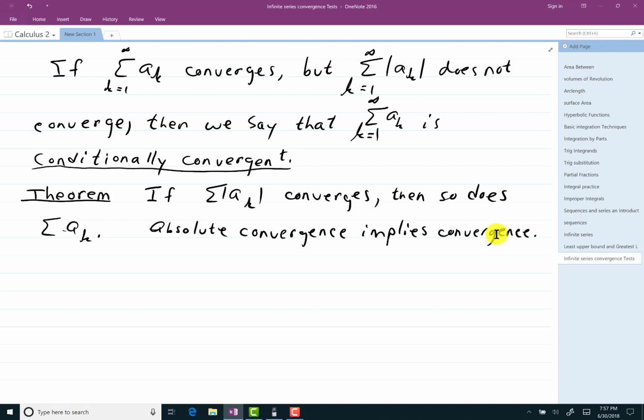Let me see how I'd want to write this. Let's assume that the absolute value of a sub k is a convergent series. Let me start off with the original series. That's going to equal a sub k plus the absolute value of a sub k minus the absolute value of a sub k. Now, you can imagine I'm only going up to a certain n at this point, but I'm going to break it up in the following format.